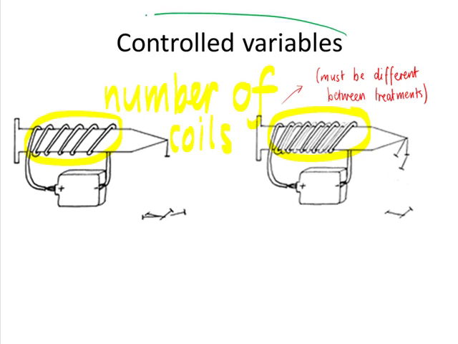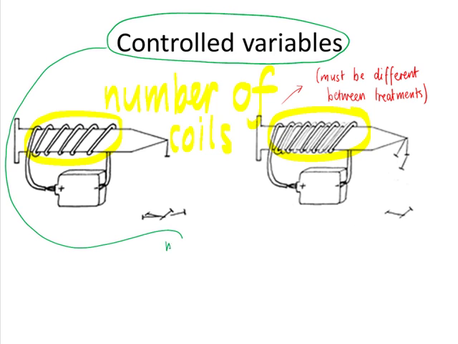Everything else should be the same between them so that we're not going to get some interference from other variables. So we need to think of all the things that might affect the electromagnet strength and make sure that they are the same between the treatments. Except, of course, the independent variable. That mustn't be the same between them. That would be stupid. Then there wouldn't be any point. So let's think what might affect the strength of the electromagnet besides number of coils.